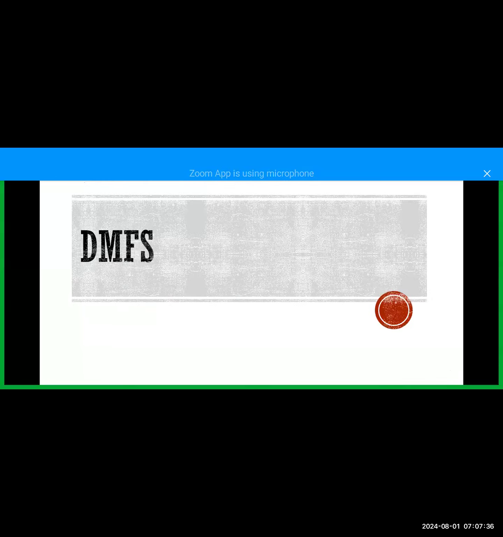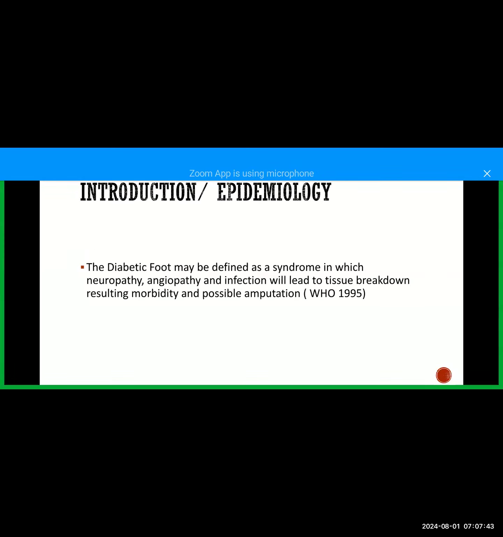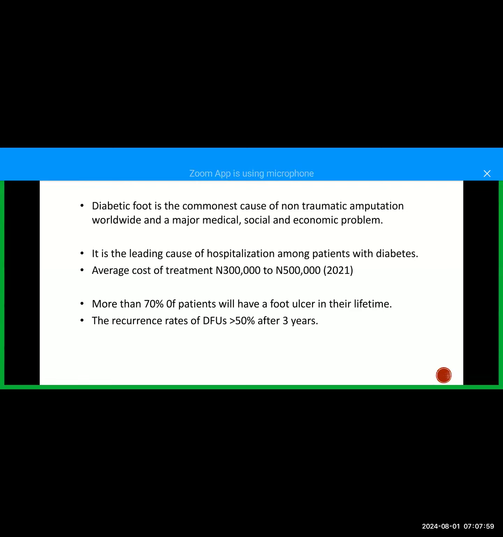Then diabetic foot ulcer syndrome. We'll use the following synopsis to present this topic. Diabetic foot ulcer syndrome was defined by WHO in 1995, which includes neuropathy, angiopathy, and infection that will lead to tissue breakdown, resulting in morbidity and possible amputation. It's the commonest cause of non-traumatic amputation worldwide and a source of major medical, social, and economic burden. And it's a leading cause of hospitalization among diabetic patients.